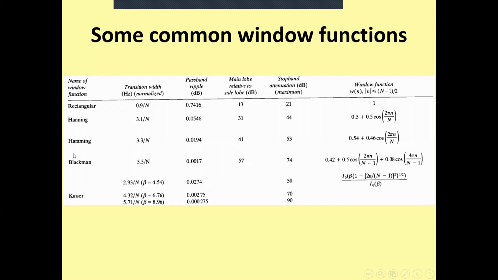This table consists of these columns. First column contains the name of the window. Second one contains the transition width. Third one will be the pass band ripple, a main lobe, stop band attenuation, and finally we have the window functions. Well, let us understand what's going on.